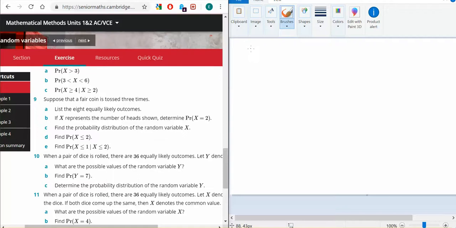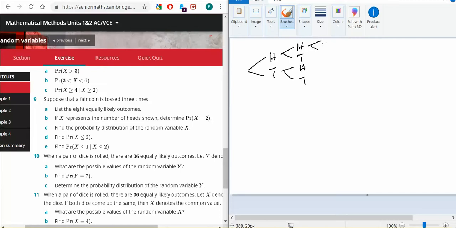Year 11 methods. We're going to look at exercise 11A, question 9c. So we have to first do the first few parts just so we can get an idea of how to do C. A coin is tossed 3 times, meaning we've got 3 tosses of a coin. I'm going to draw a tree diagram to represent this simply.